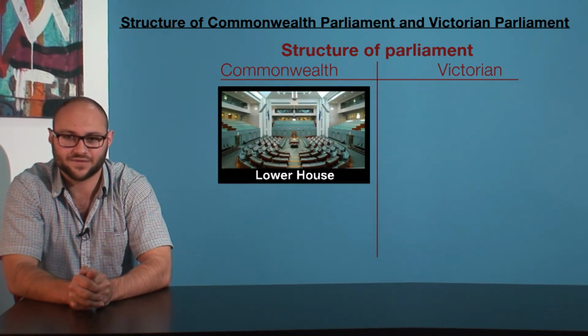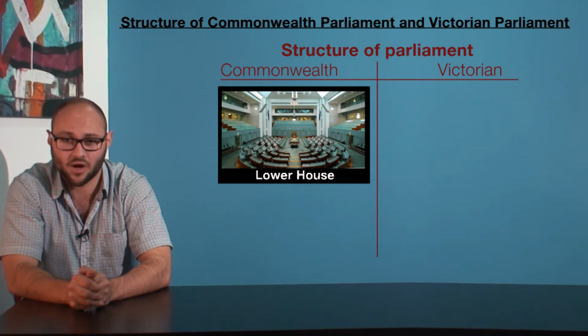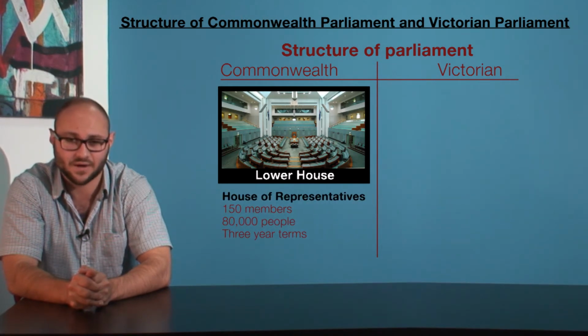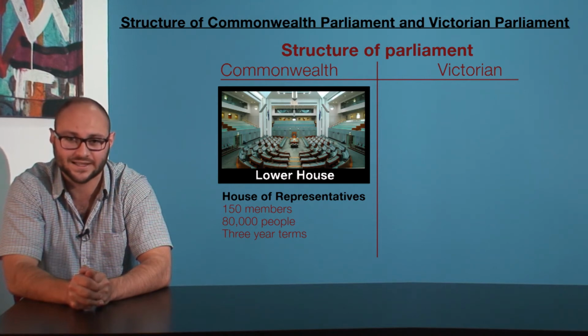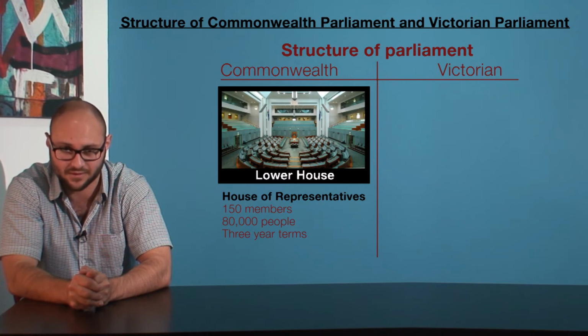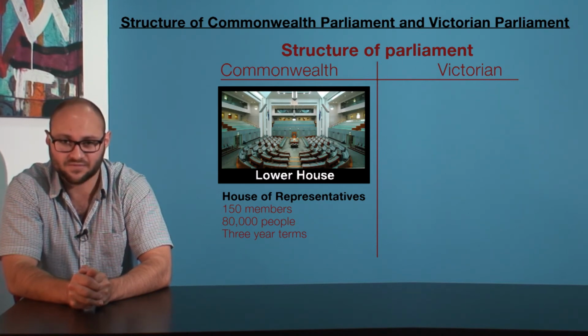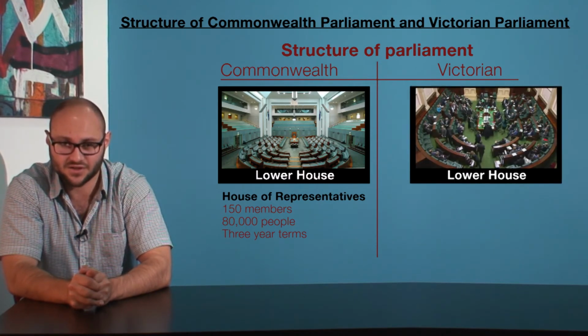Let's look at the lower house first. The lower house of Commonwealth Parliament is known as the House of Representatives. There are 150 members of this House, and each of these 150 members represents an electorate of about 80,000 people. Members of the House of Representatives are elected for 3-year terms.